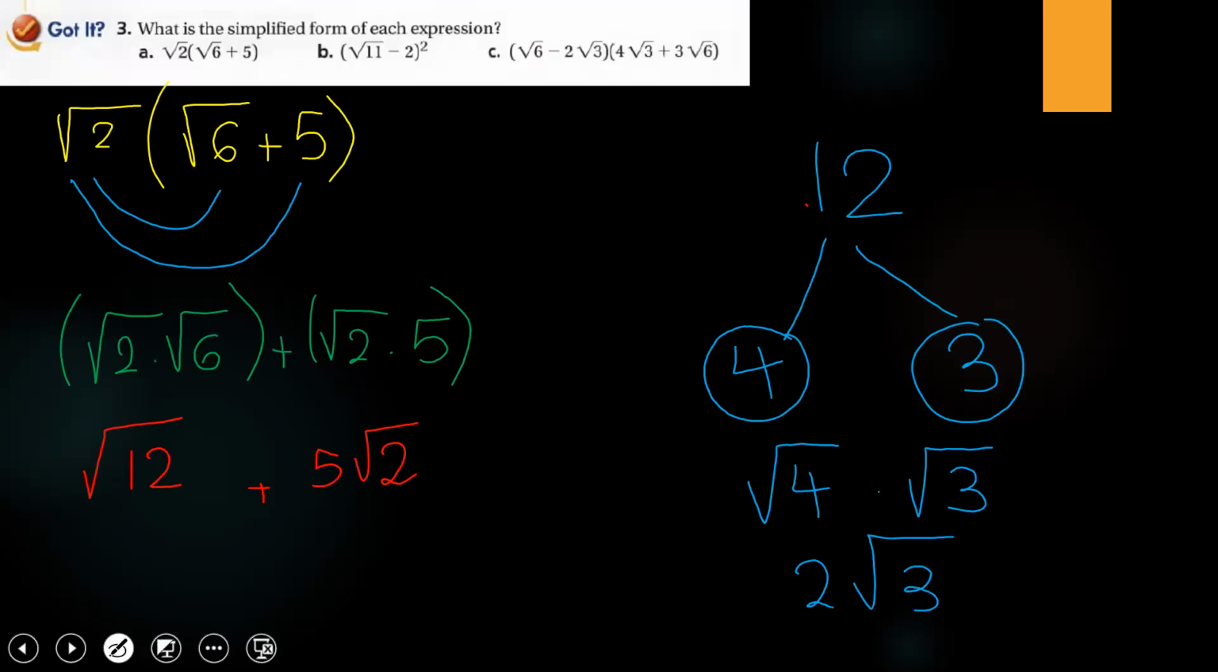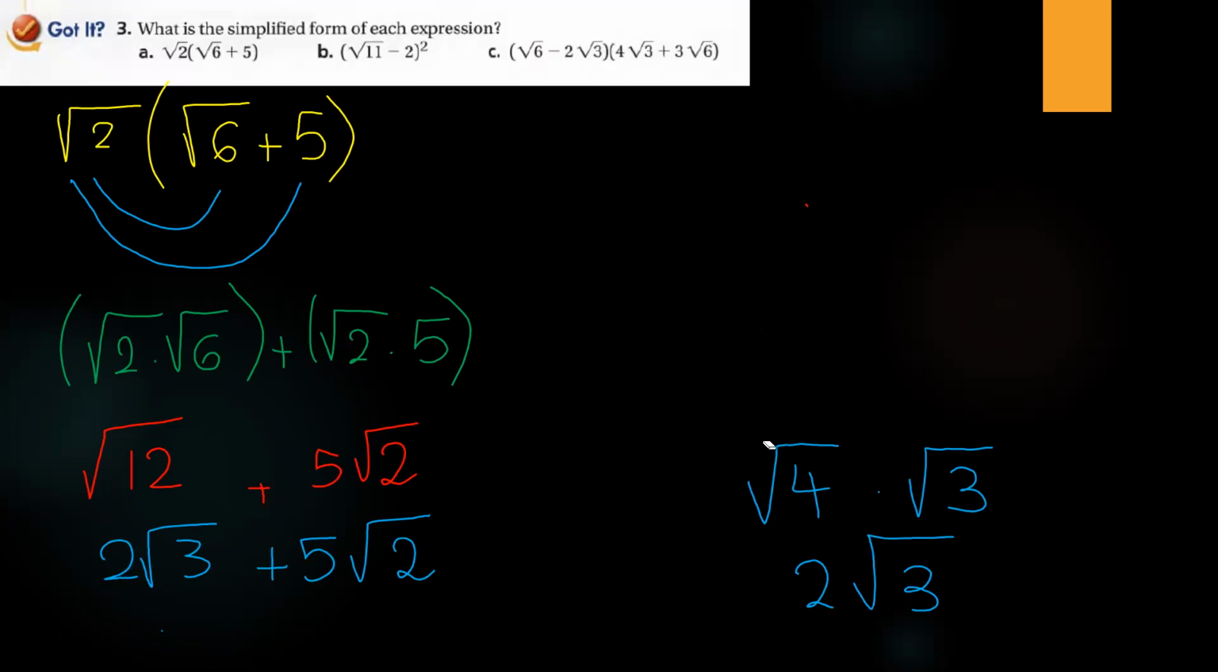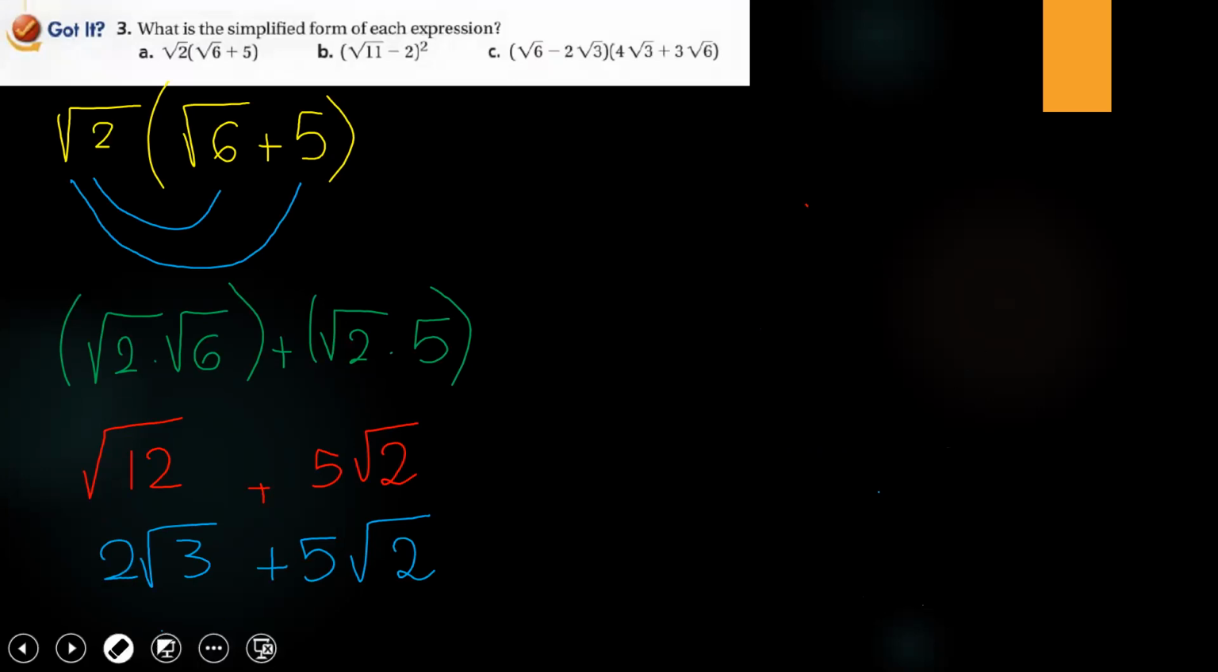So let's come back here now. We have 2 square root of 3 plus 5 square root of 2. Can I add them now? No, teacher, because they don't have the same square root numbers. They are not like radicals, so we cannot add them.